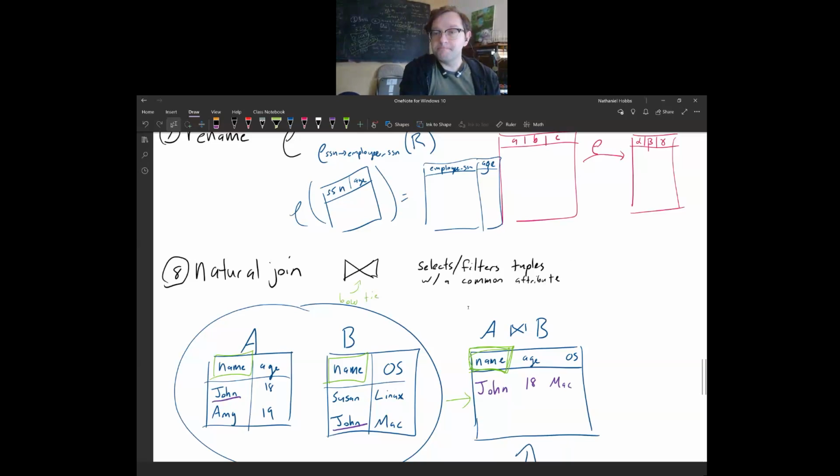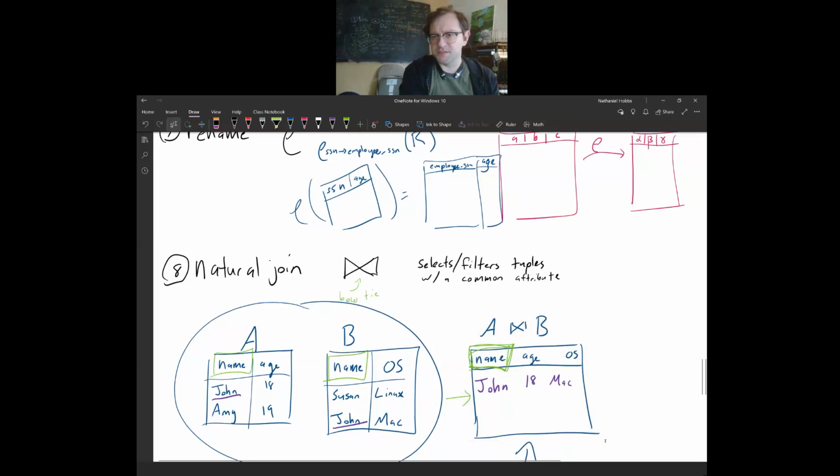Okay. I hope the idea of this natural join makes sense. If not, please ask me to clarify. But I'll say, again, for this course, we will not be using this bow tie, that symbol, because joins are redundant. You can do joins using some combination of the, I'll call them, lower level operations.